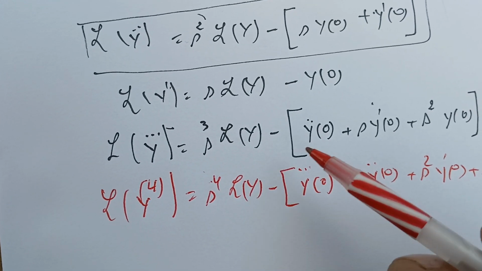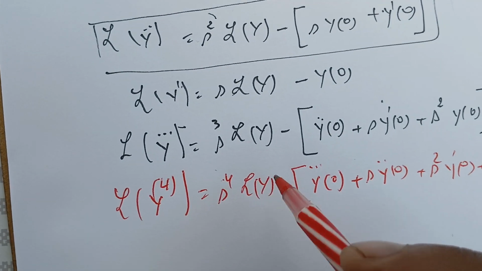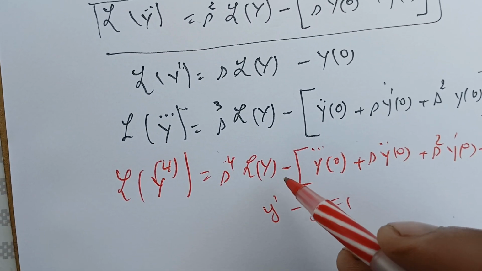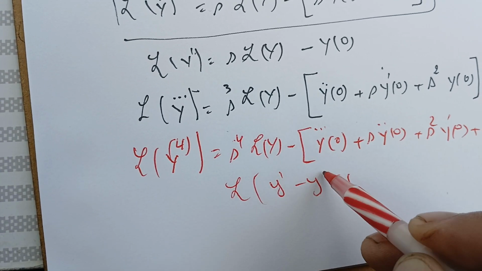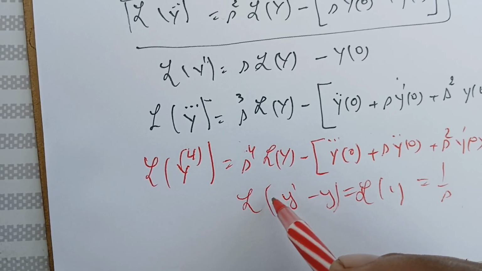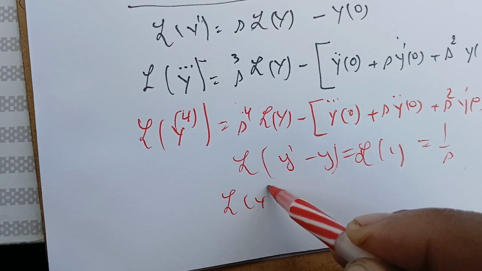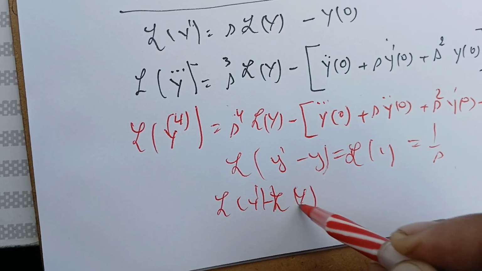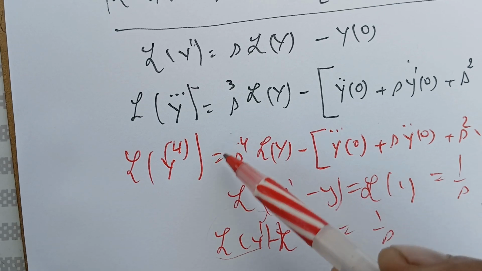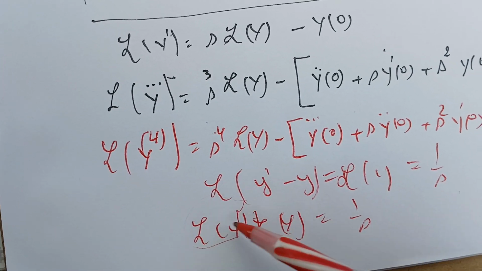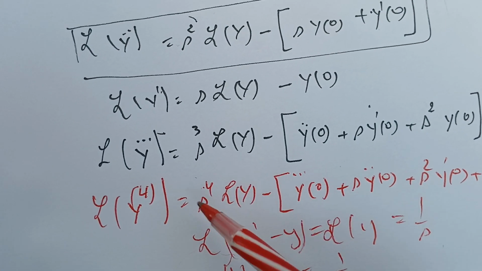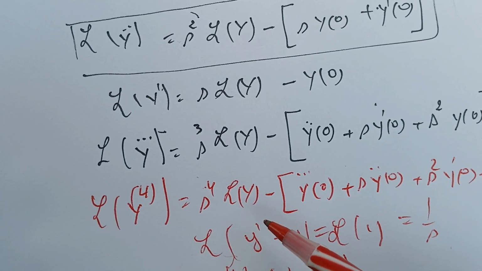We're going to need these because we want to transform something like this. Using linearity, we get Laplace of y' minus y is Laplace of 1, which is 1 over s. Using linearity, we get Laplace of y' minus Laplace of y is 1 over s, and we're going to keep working. That's why we need this one. If we have y'' or y''', we need to have this one. And in general, we can get the result that we're going to prove using induction in one of the videos. Thank you.